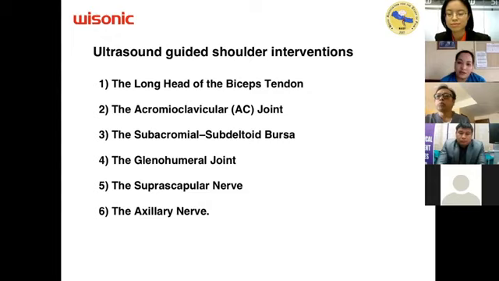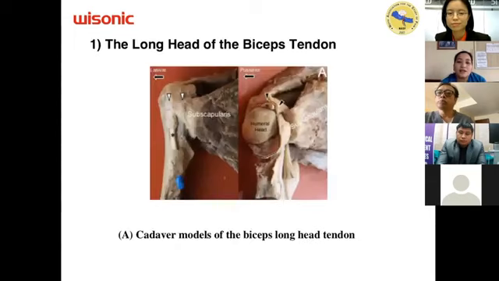So now we'll start with the ultrasound-guided shoulder interventions. First, we'll be discussing all these interventions one by one. So starting with the intervention on the long head of biceps tendon. Again, recapitulating the anatomy. This is the cadaveric model that's showing the biceps long head tendon.